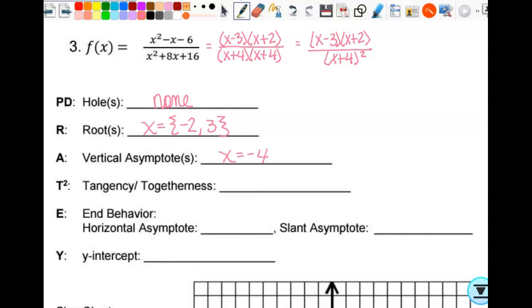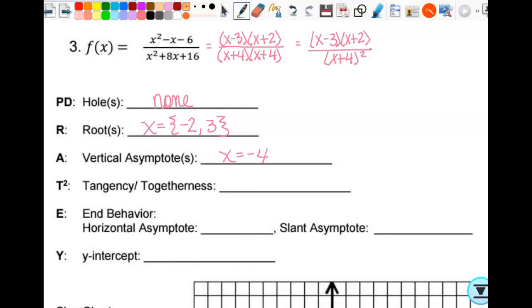All right, do I have any tangency or togetherness? Yes, I do. What do I have? You sure about that? Okay, let's think about this. If you don't remember, or you don't have your little foldable yet, it's okay. Let's think about where we get information from. We get our zeros from the numerator, right? Our vertical asymptotes from the denominator. Tangency deals with the zeros, right? It's where it bounces. Togetherness goes with the asymptotes. That's how you can remember which is which. Togetherness goes with the asymptotes. That's what's happening in the denominator.